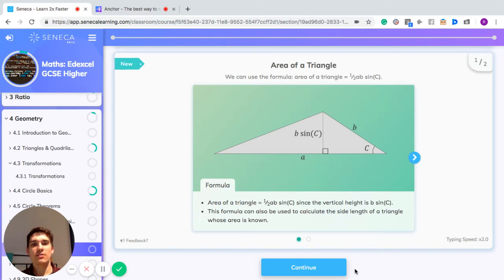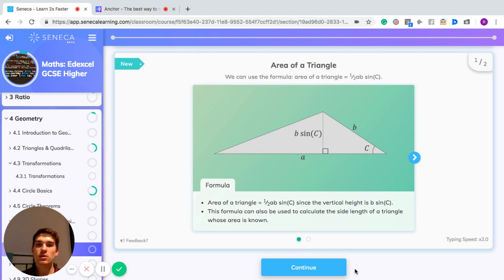So we're going to have a look at calculating the area of 2D shapes. To start with, the area of a triangle, we can use the formula half AB sine C. That is if you've got A being the longest length in the triangle, B being another length of the triangle, and C being the angle between those two lengths A and B. So to remind you again, it's half AB sine C.